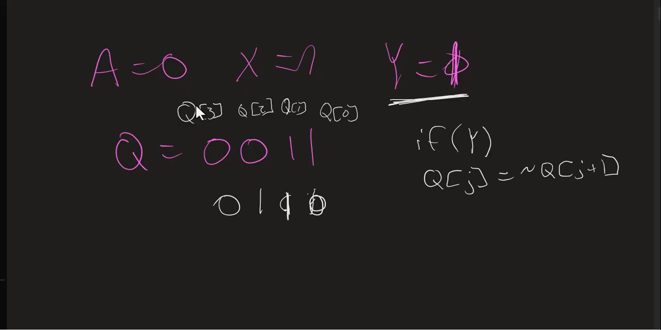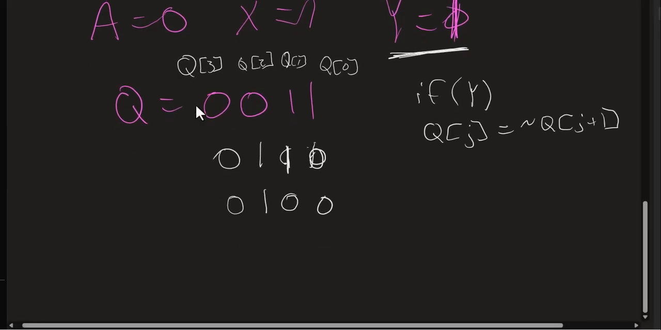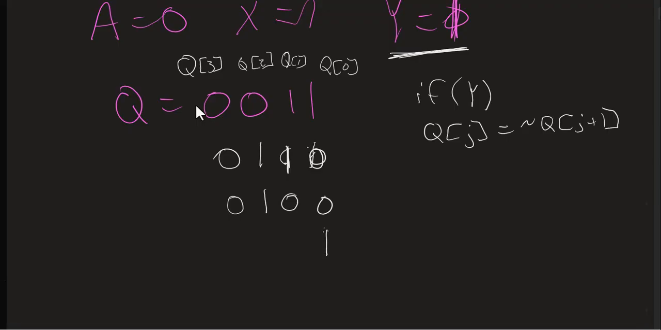So the next state, Q0 will be 0, because it'll be the not of Q1. Q1 will be 0. Q2 will be 1. And Q3 will still be 0. And on the next state, Q0 will be 1. Q1 will be 0. Q2 will be 1. And Q3 will be 0. Can you run through the last two again?